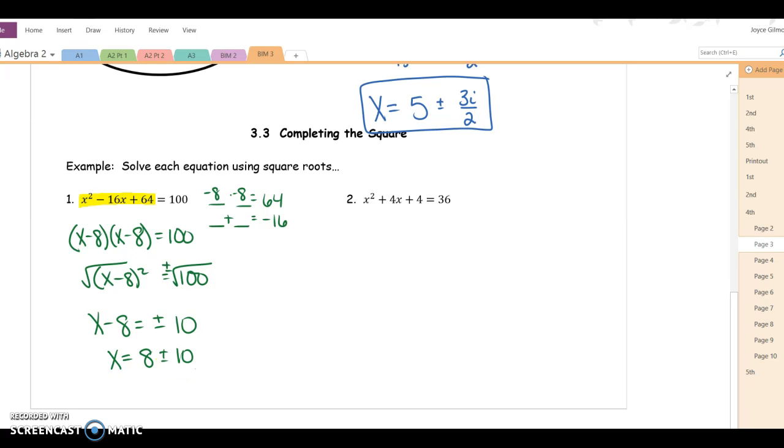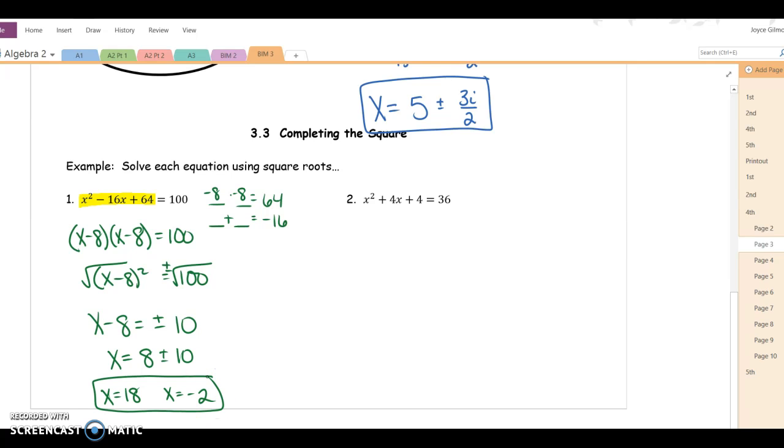Is my answer done? Not quite, because 8 and 10 are both actual real numbers that you can add together. So 8 plus 10 is 18. 8 minus 10 is -2. Your solutions are 18 and -2.